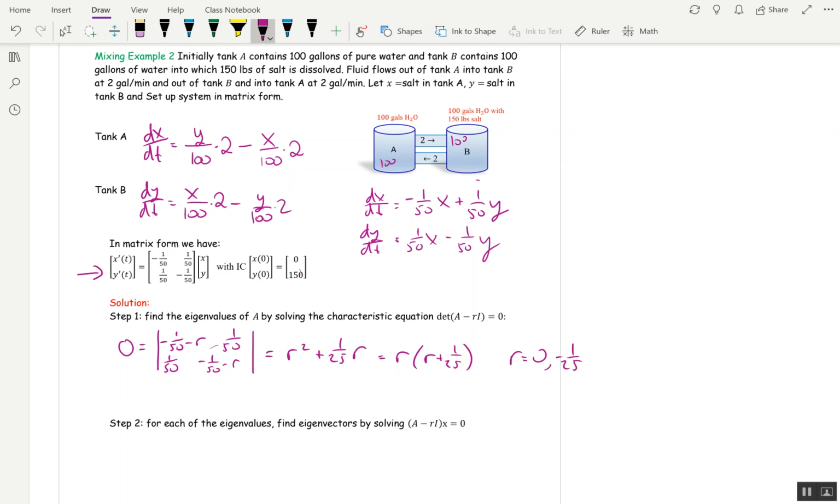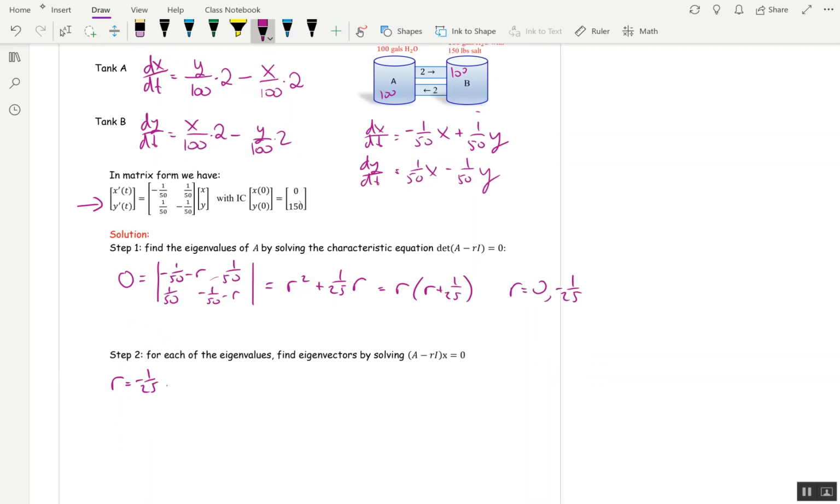For each eigenvalue, I want to find an eigenvector. So again, state which eigenvalue you're using so I can follow your work. Let's do the negative 1/25 first. And in this case, we want to solve (A minus rI)K equals 0. Remember, it's A minus rI. So since r is negative, this would be (A plus 1/25 I) times big K equals 0.